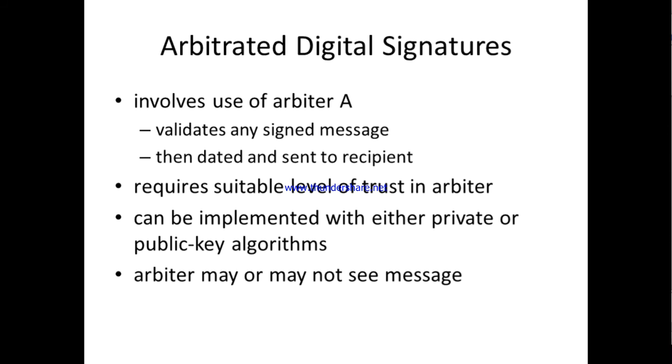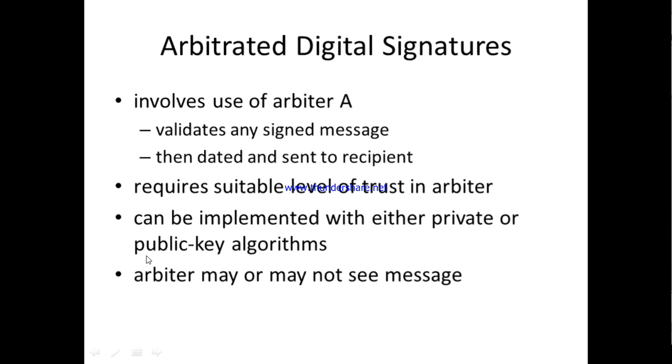So the trusted third party is going to verify it, and it mentions the date and time and sends it to the recipient, okay? So this message has only been sent by the sender, so it is authenticating to the receiver that it is coming from the authorized sender only, okay? It can be implemented with either private key or public key algorithms, okay? If I am using a private key for providing this arbitrated digital signature, the message must be encrypted with a single key, okay?